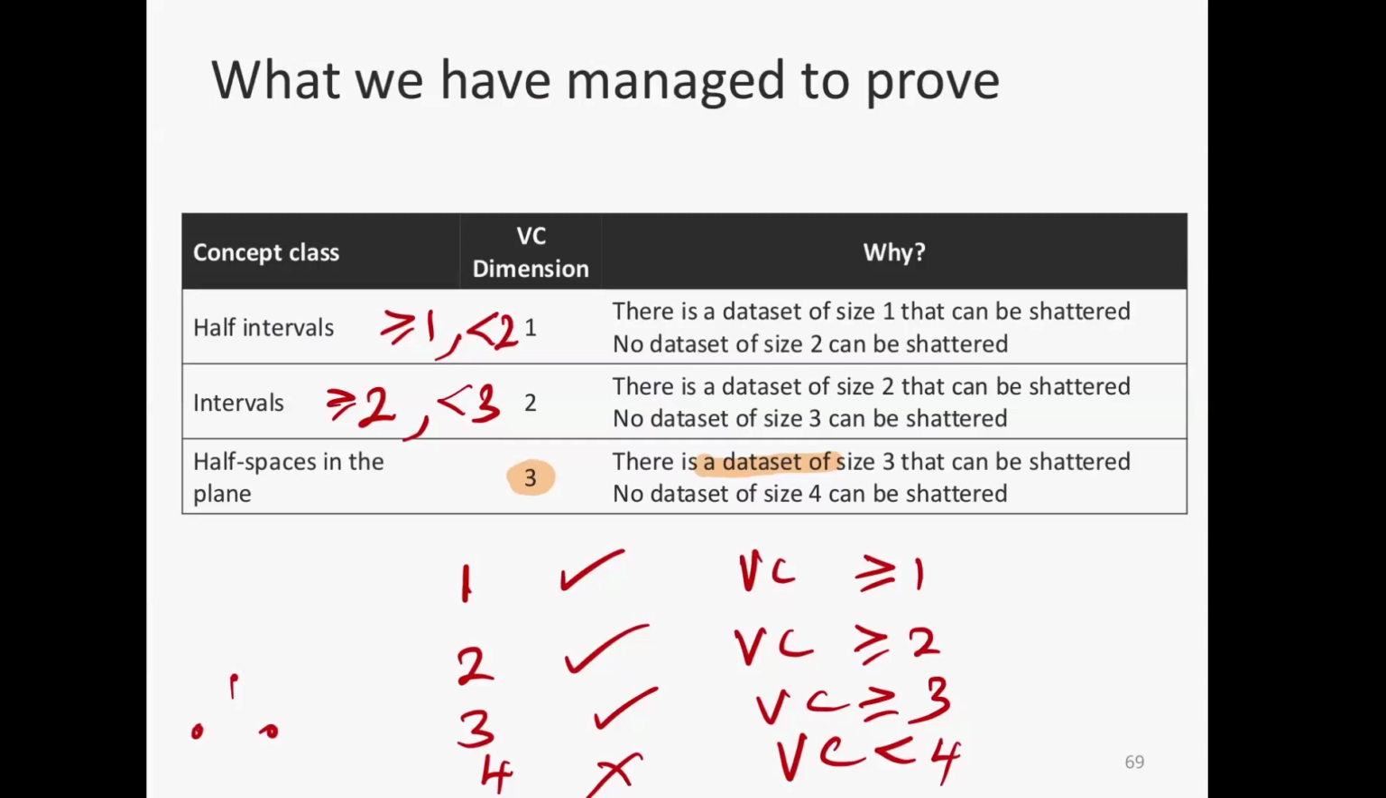Yes. So VC dimension allows us that lower bound of greater than or equal to some value. You just need to find one example of shattering. One data set that allows shattering. Then for the upper bound, we need to prove that every single configuration of D plus 1 points cannot be shattered. If we find even one counterexample that allows shattering, then VC dimension is at least that much.